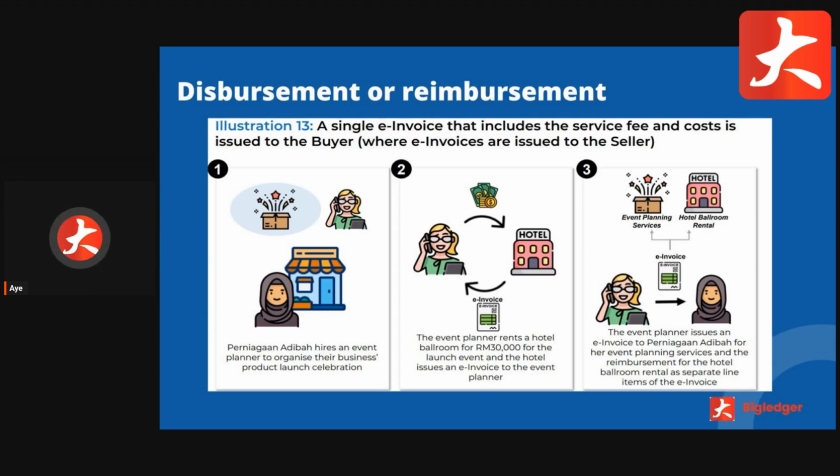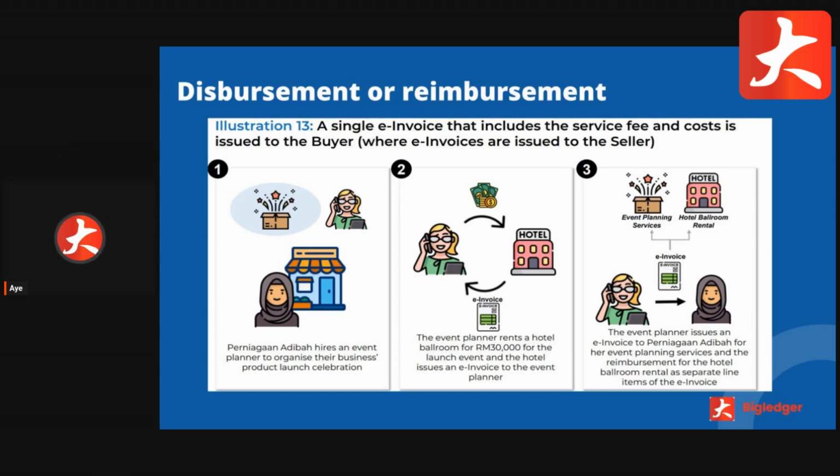Then the event planner issues an e-invoice to Adiba for her event planning service and the reimbursement for the hotel ballroom rental as separate line items of the e-invoice. So on the e-invoice, you can see two lines. One is the services that they provide to Adiba, plus another line, which is the hotel ballroom rental reimbursement.